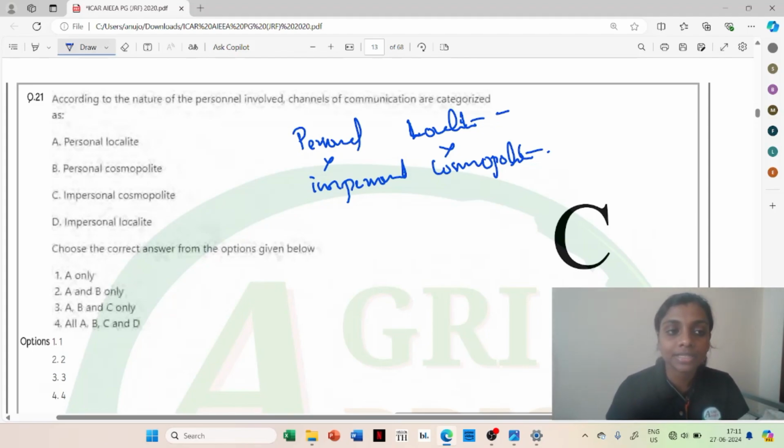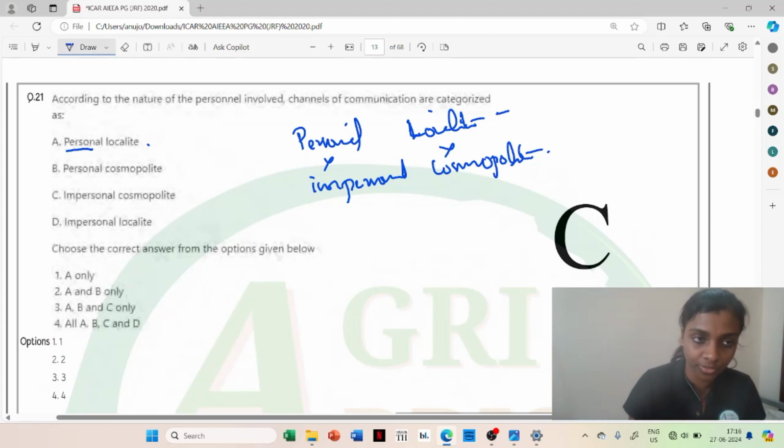So the first one is personal localite, which means we are coming in direct, person to person contact, and also he is from within the locale. So the example we can tell is opinion leaders.